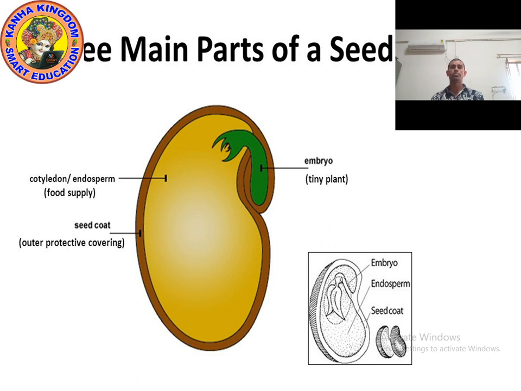As you can see in the picture of the seed, first let us talk about the seed coat. S-E-E-D seed, C-O-A-T coat, seed coat. Okay, so you can see the brown layer. Can you see the brown layer? Yes, that brown layer is actually the seed coat. Yes, it is present on the outer side. So we can say seed coat is the outermost covering. Yes, it is the protective layer.